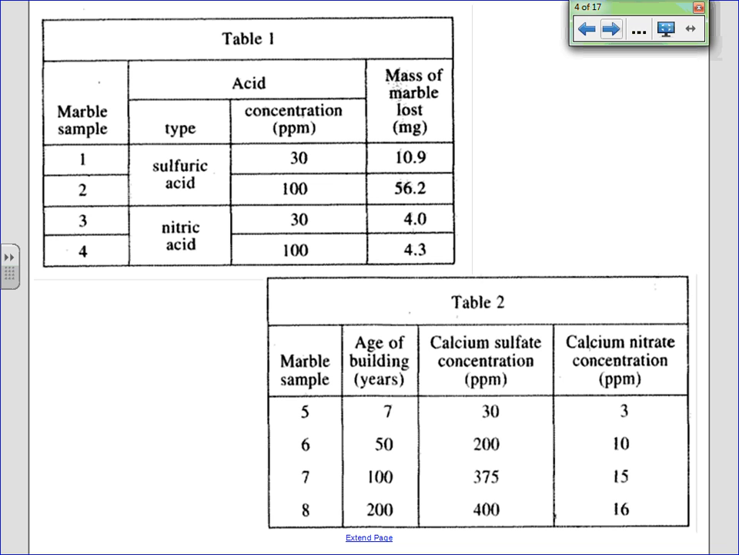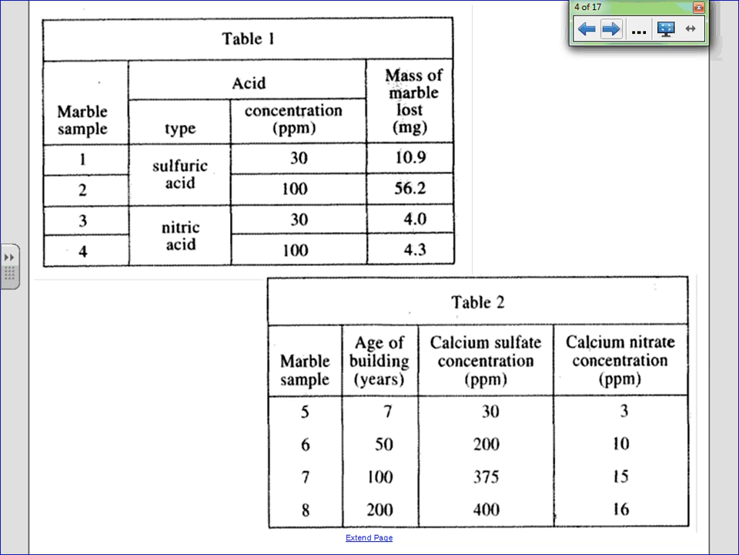They measured for the sample, and then we sampled the sulfuric and nitric acid. They measured the concentration, and then they counted the mass of marble lost. What caused the marble to be lost?